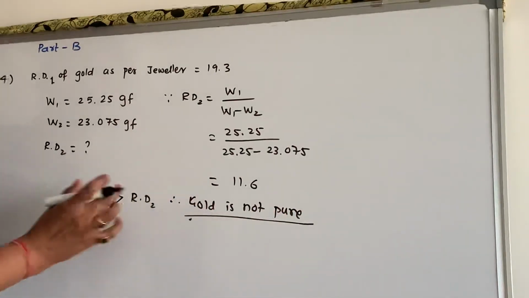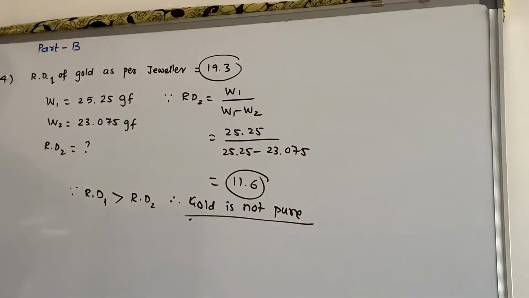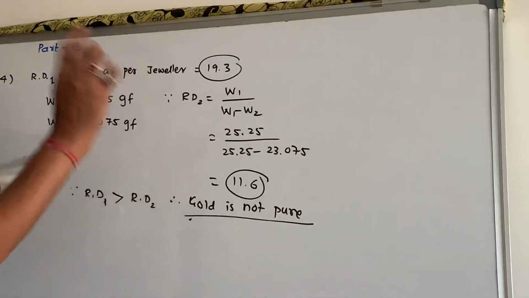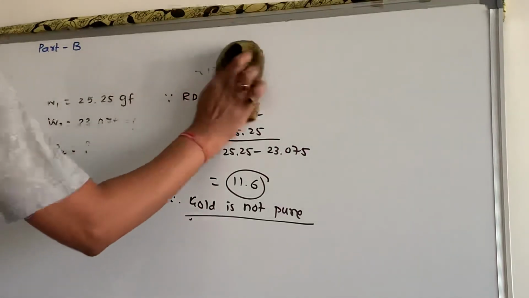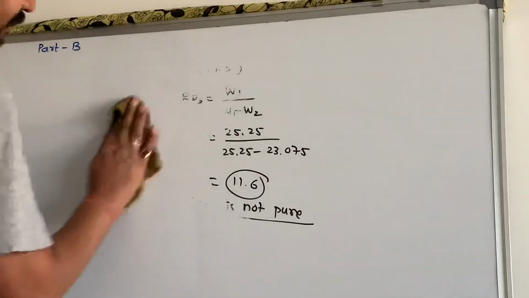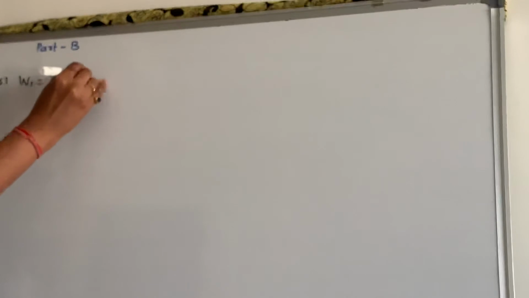If these two values remain the same, meaning RD as per jeweler and your calculated value are the same, then you can say that this gold is pure. Now since these two values are different and this is less, therefore gold is what? Impure. Gold is impure. Right? This is 14. Check the next one. Next one, what is given? A piece of iron weighs 44.5 gf in air. That is weight in air, which is 44.5 gf.